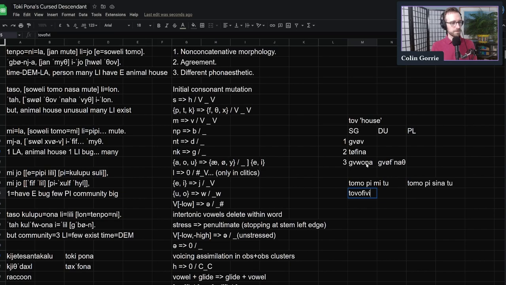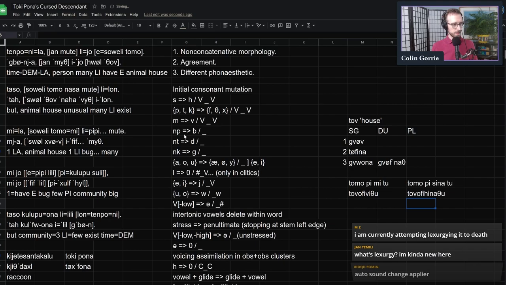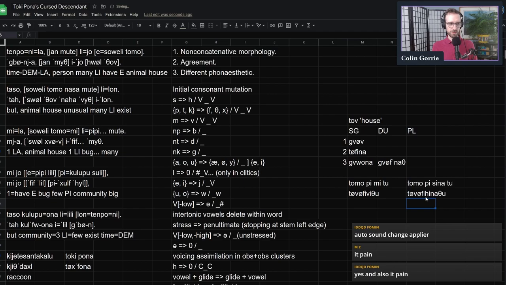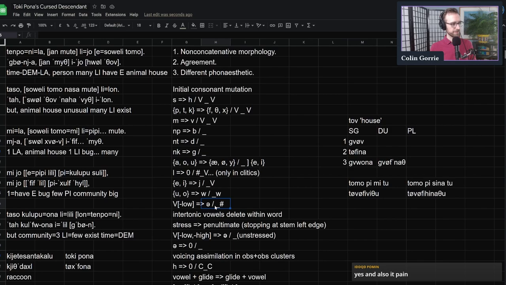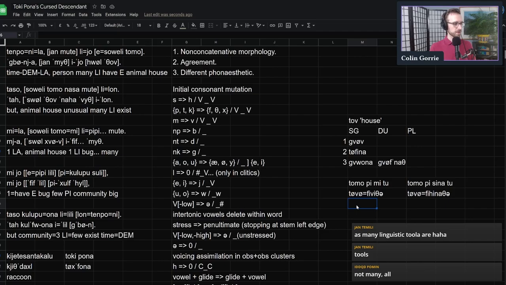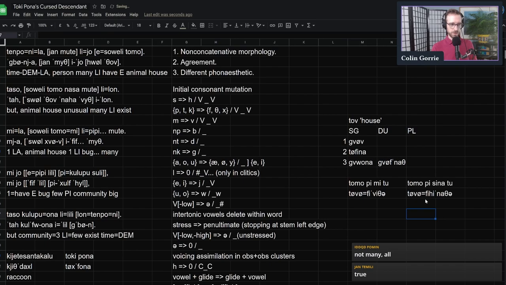Tovo fi vi thu. Tovo fi hina thu. And then what else? Let's get our umlaut. Tove fi vi thu. Tove fi hina thu. And let's get rid of our final vowel. Well, not get rid, but schwaify it. Tove fi hina thu. And then just going to keep this boundary in here because we know not to delete these intertonic vowels within the word because there are no intertonic vowels within the word. Then we stress shift over to the penultimate, Tove fi vitha, Tove fi hinatha.